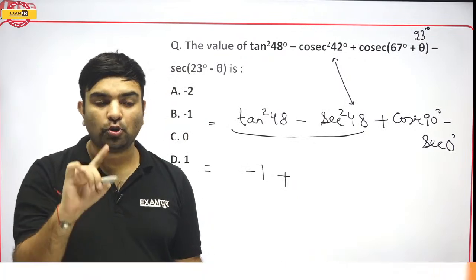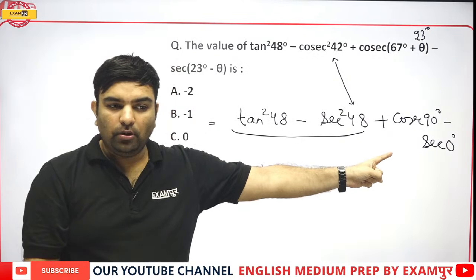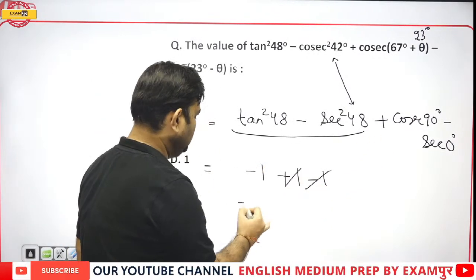Sin 90 is 1, so cosec 90 is also 1. Okay. Sec 0. Cos 0 is 1, so sec 0 is also 1.